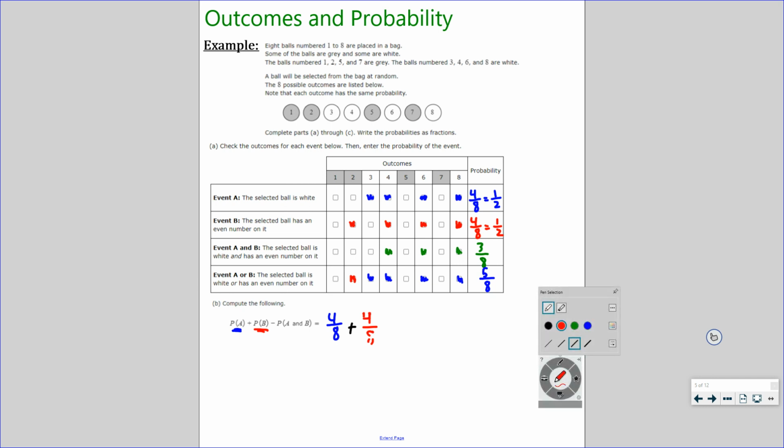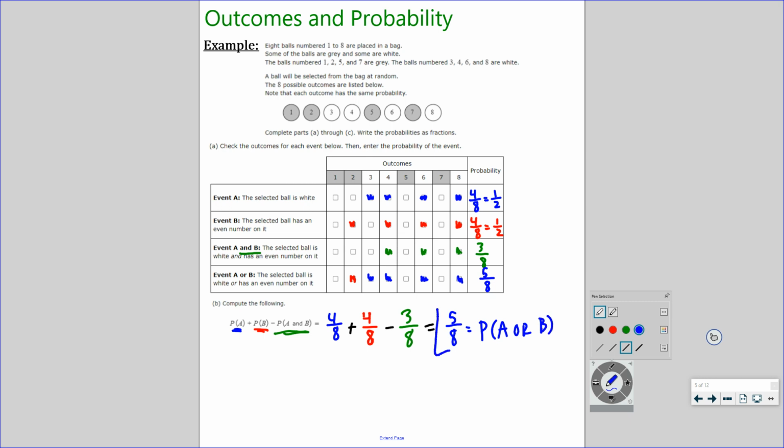I was. All right, 4 out of 8 for B, minus A and B, so that's this one, minus the 3/8. Do we agree that that would also give us that 5/8, which is the same as A or B happening?